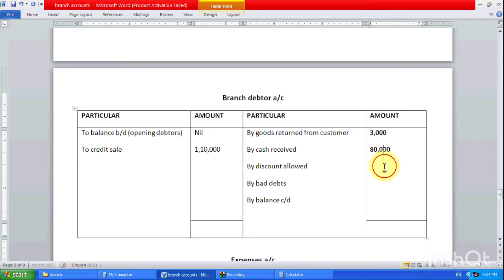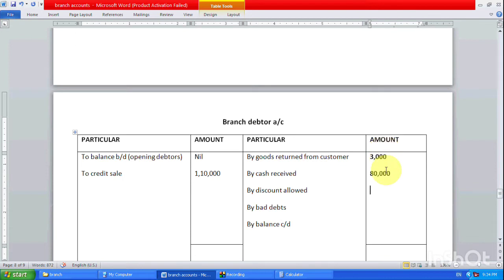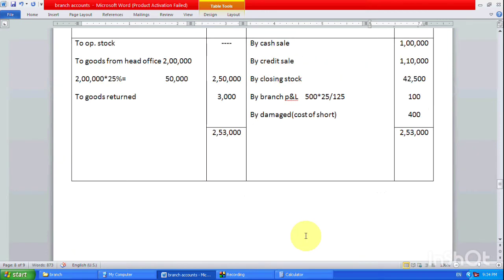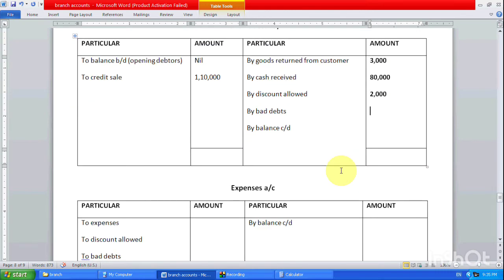Now discount allowed and bad debts. See any entry relating to discount allowed and bad debts. Here discount allowed to customer is 2,000 and there are no bad debts. 2,000 discount allowed. Okay, check whether there are bad debts or not. Invoice, goods returned from customer, discount allowed, credit sale, cash sales. So there are no bad or doubtful debts. So keep this one also nil.